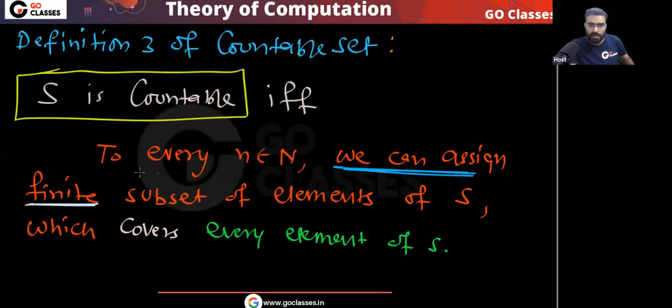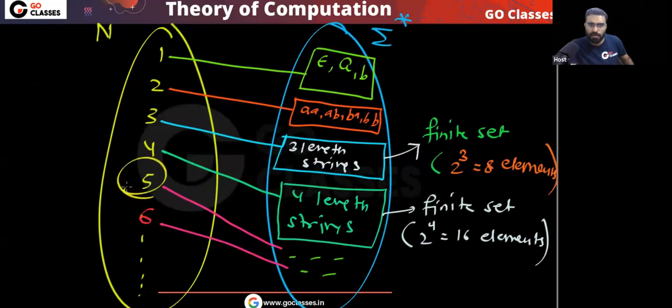And can you notice, to every natural number, we are assigning a finite set of elements of sigma star? Yes. So using definition 3, you can see sigma star is countable. So finally, this is the conclusion, and it is very important: the set of all finite length strings is countable.